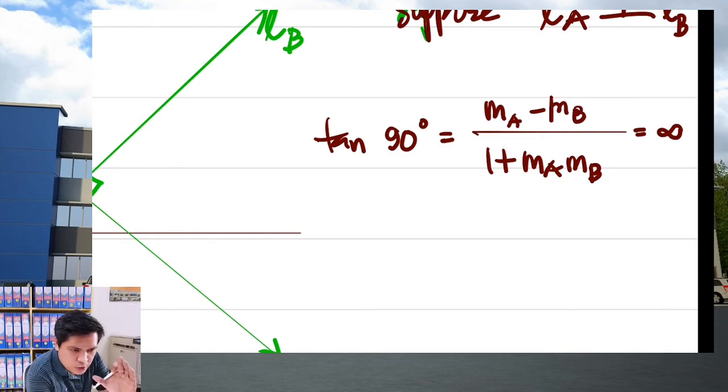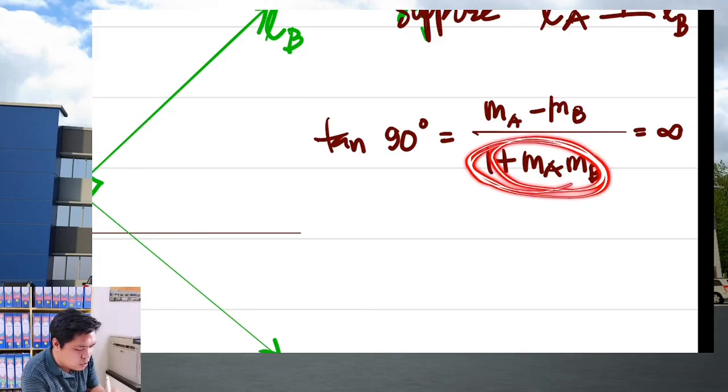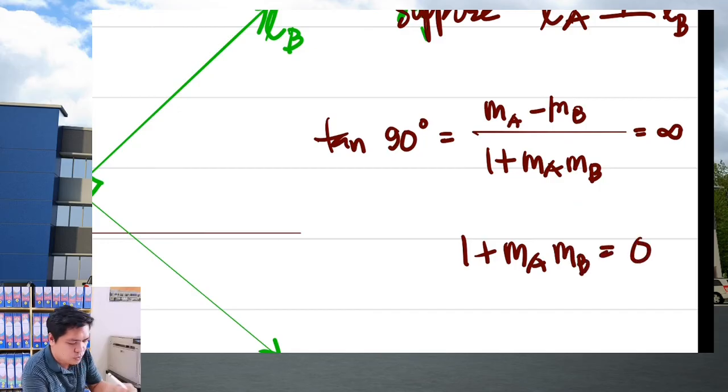dividing a number by 0, right? Because for tangent of 90 degrees, that would be opposite over adjacent. The opposite has a value, but the adjacent has no value. So that's opposite over 0. So that means the denominator should be 0. So hence, 1 plus MA MB is equal to 0.